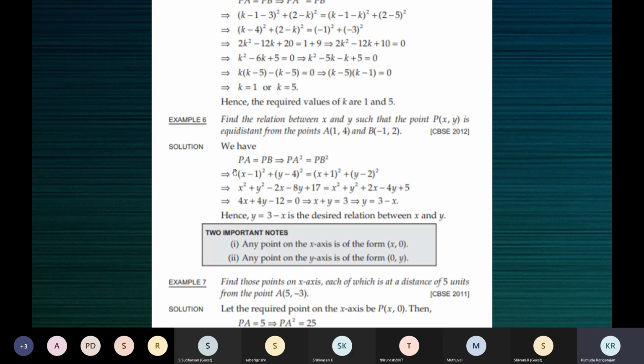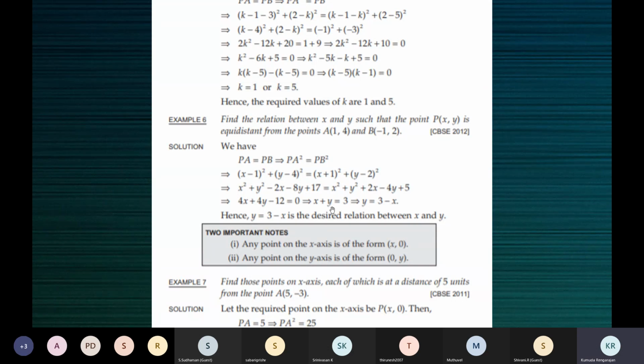PA square by the distance formula is this one, and PB square by the distance formula is this one. So this is PA square is equal to PB square. Now after this, it's algebraic. So you'll have to read this question and write PA is equal to PB, so PA square is equal to PB square. If you can write this, then you know the distance formula. Using the formula, we replace x1, x2, all that, according to the coordinates of P and B, and get this. That's completely algebraic. And here you'll have to find the relation between x and y.